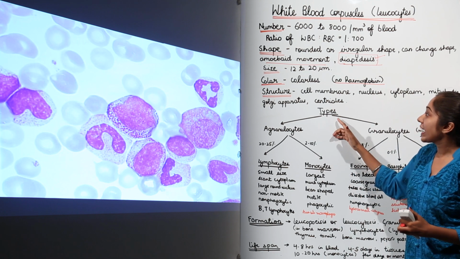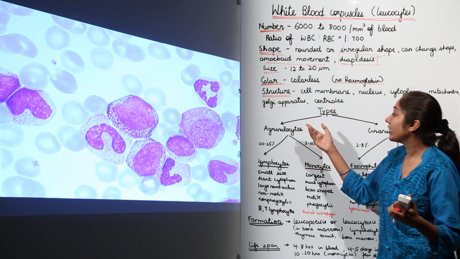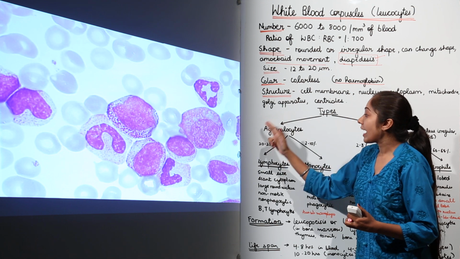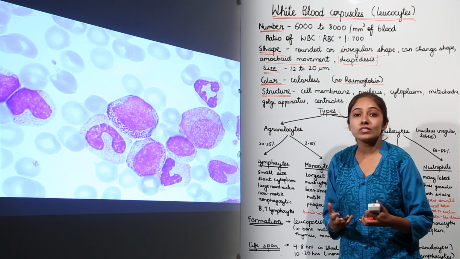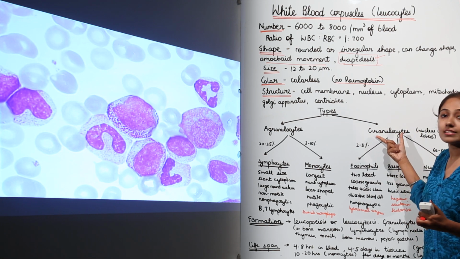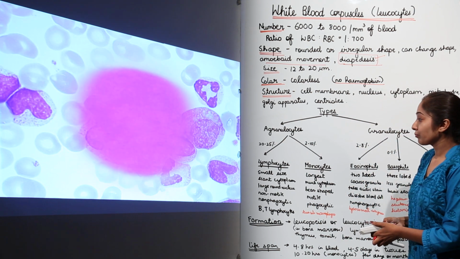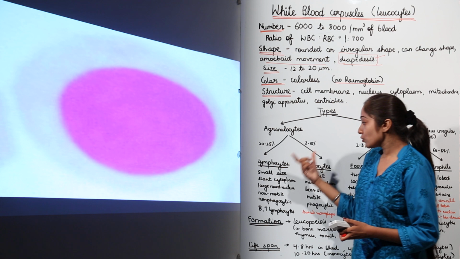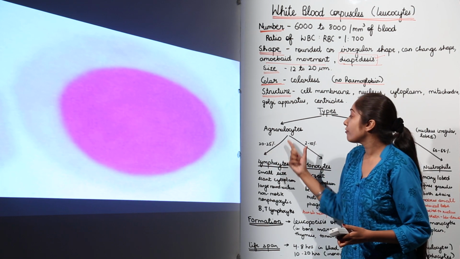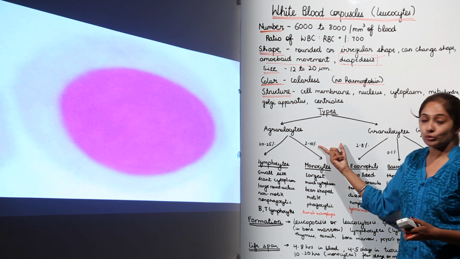Now let's talk about the types of white blood corpuscles. They are basically differentiated into two types: agranulocytes and granulocytes. Agranulocytes do not contain granules in the cytoplasm, whereas granulocytes contain granules in the cytoplasm. Let's first discuss the agranulocytes. They are of two types, lymphocytes and monocytes. Lymphocytes form 20-25% of leukocytes, and monocytes form 2 to 10% of leukocytes.